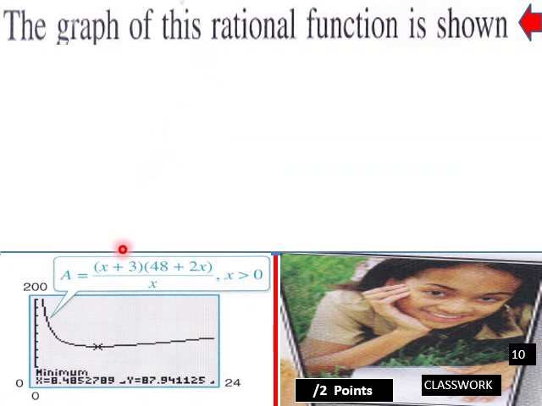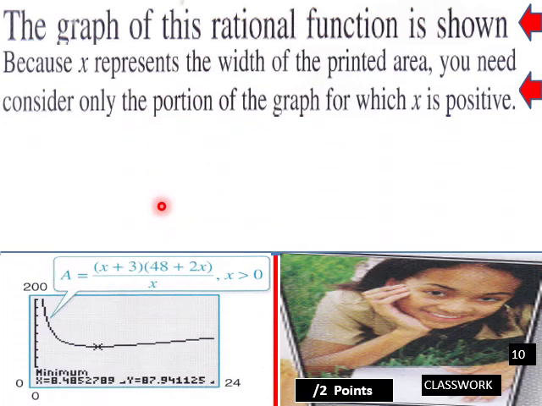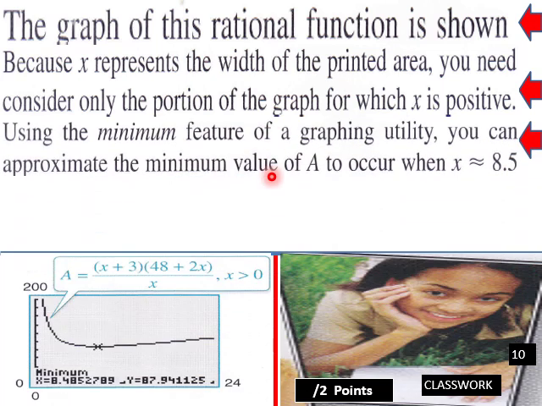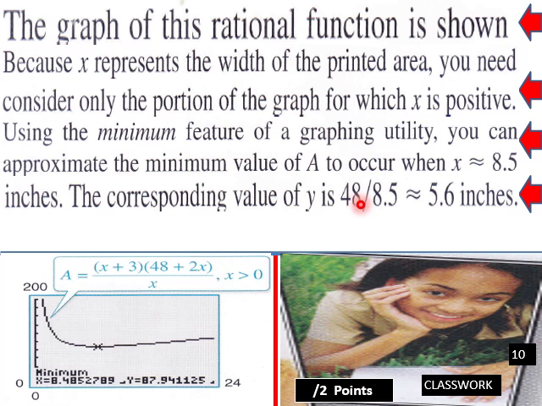The graph of this rational function is shown. When you punch this into your graphing calculator, you get this, and then when you hit minimum, you'll get this point here as the minimum of this curve. Because x represents the width of the printed area, you need to consider only the portion of the graph for which x is positive. Using the min feature of a graphing utility, you can approximate the minimum value of A to occur when x equals 8.5 inches.